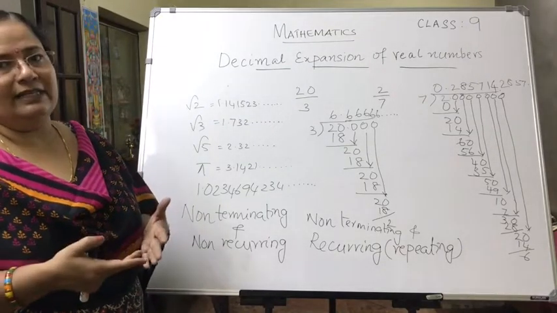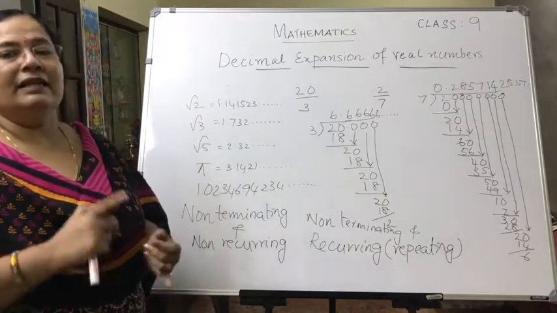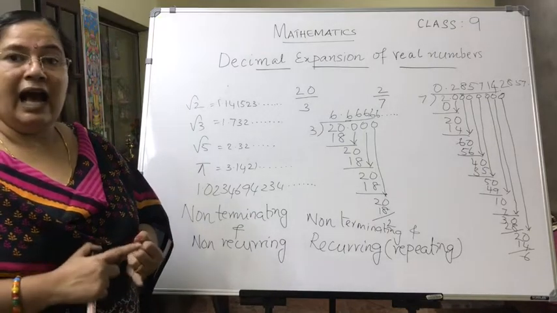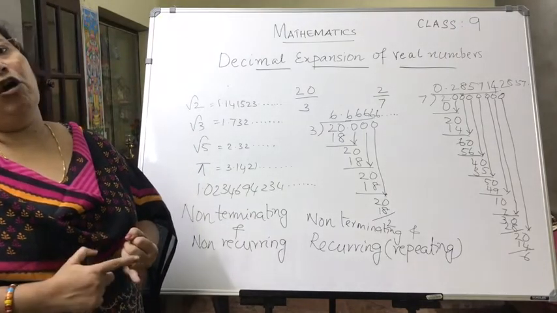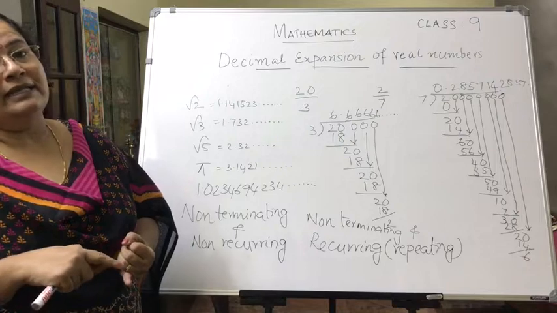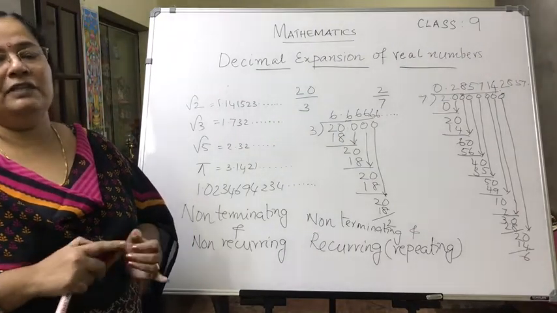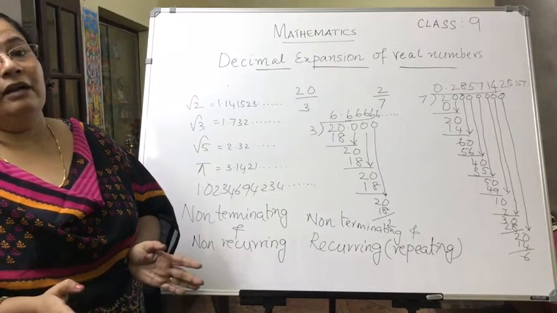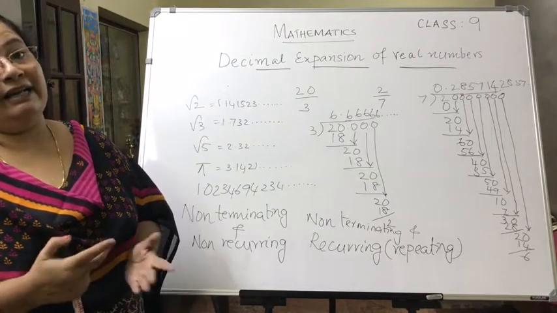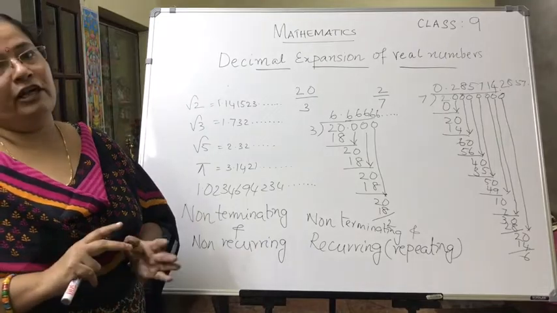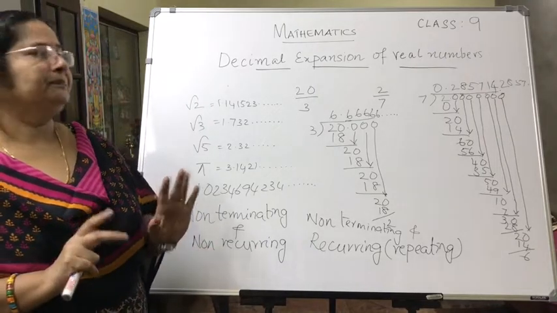Let us recollect that once again. For a rational number, the decimal expansion can be either terminating or non-terminating and recurring. For an irrational number, the decimal expansion will be non-terminating and non-recurring. It will not repeat nor will it stop. It will be going on.